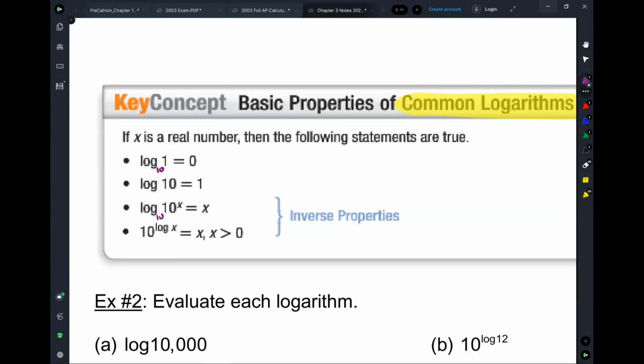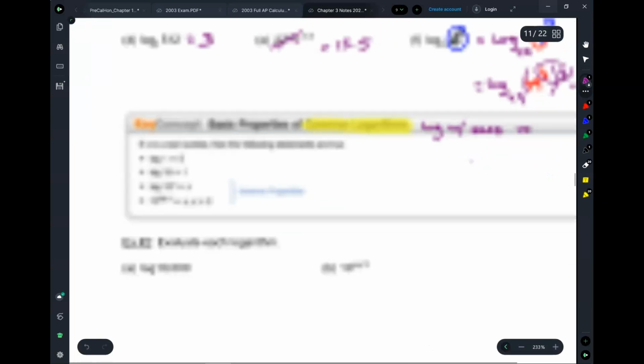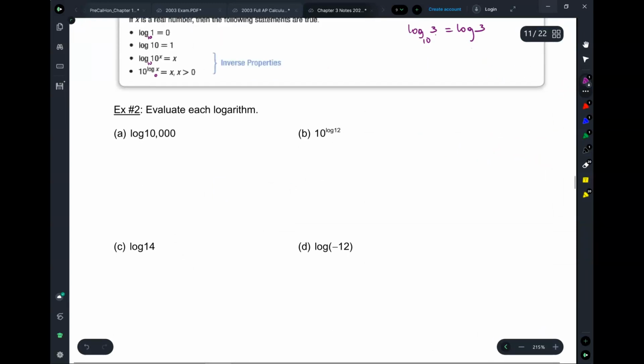Now, all you need to know is the pattern. That's all you need to know. Log of 10 to the x is x. This one is 10 to the log of x, which is x. So let's do some examples. What's the base of this first one? 10. What should be the exponent so I get 10,000? 4. Okay? 10 to the 4 is 10,000. It is the same as the number of zeros. Because 10 to the 1 is 10, 10 to the 2 is 100, 10 to the 3, okay?